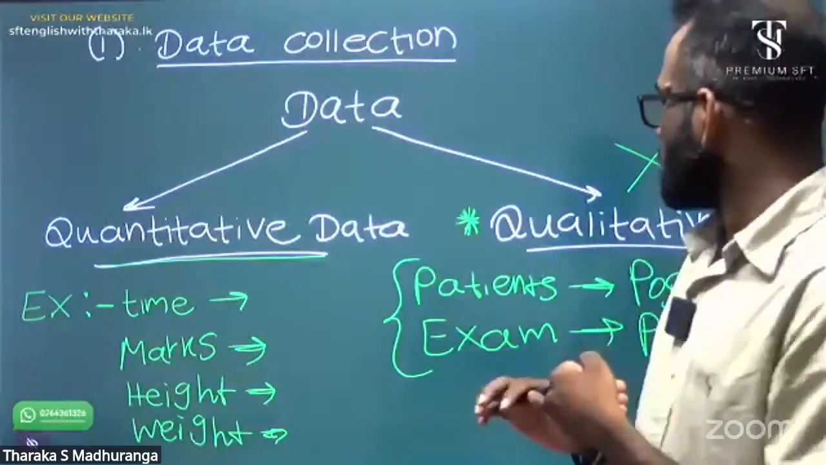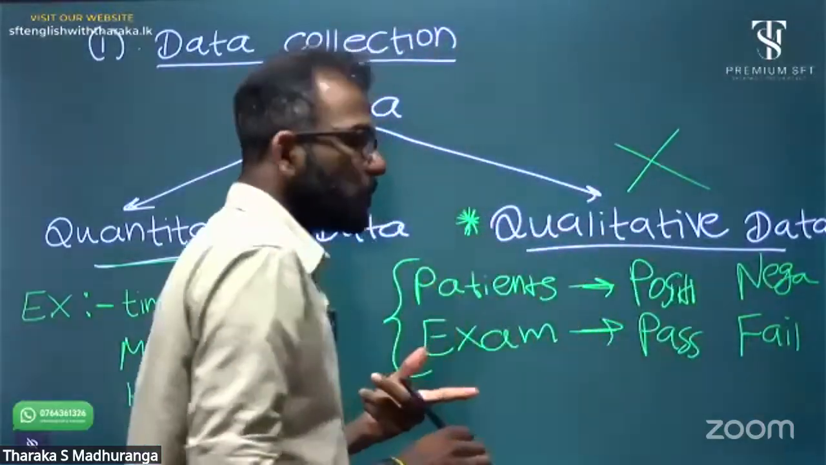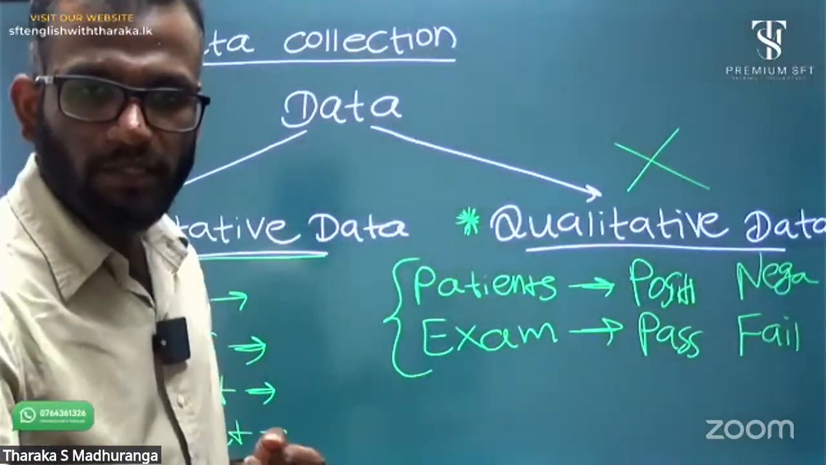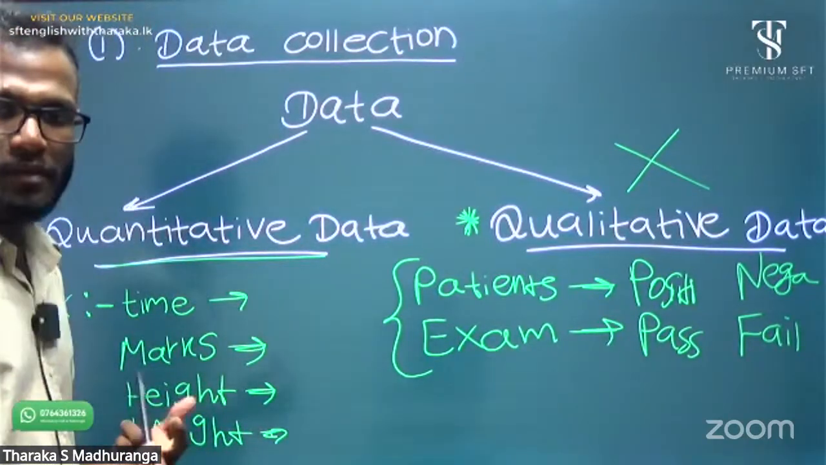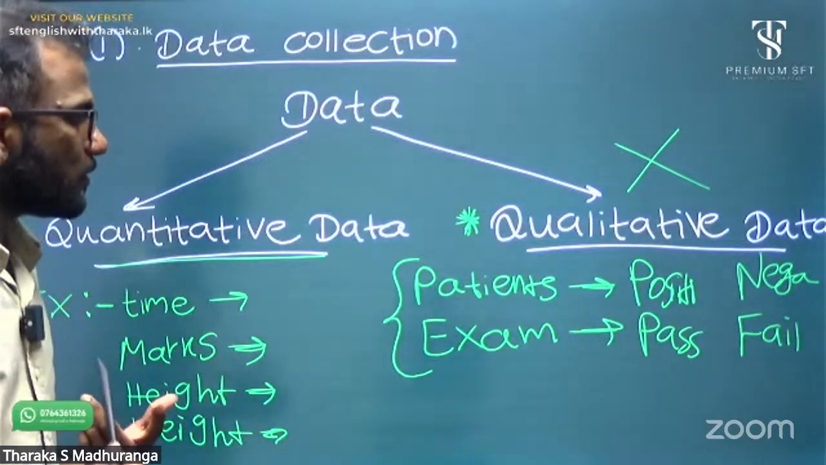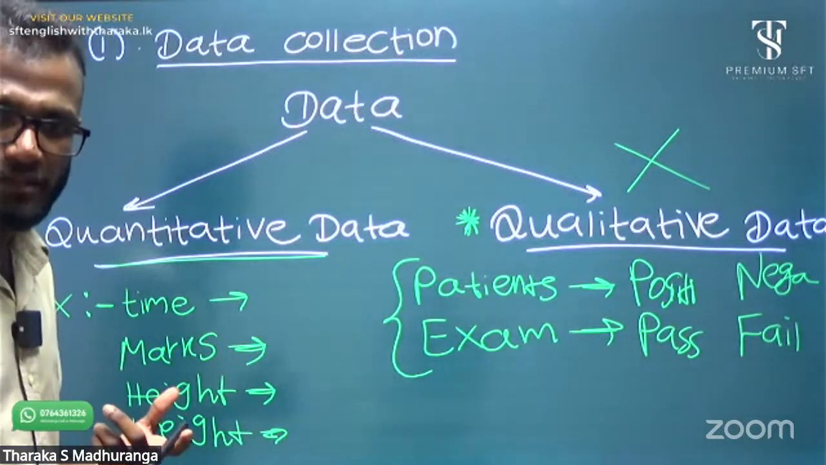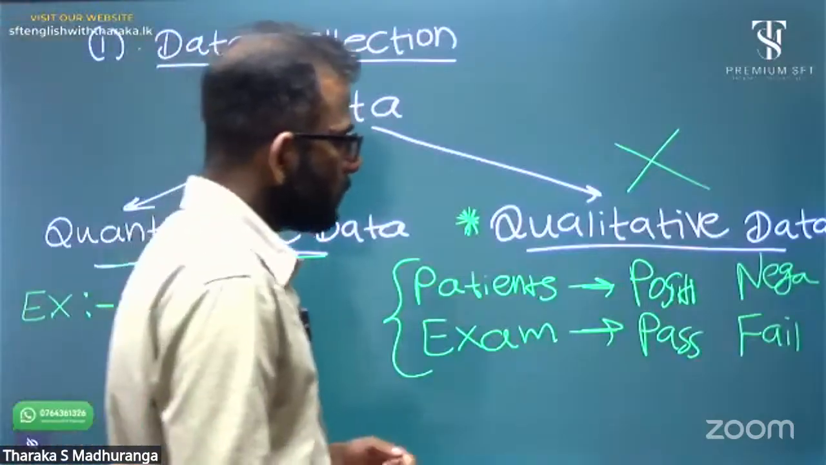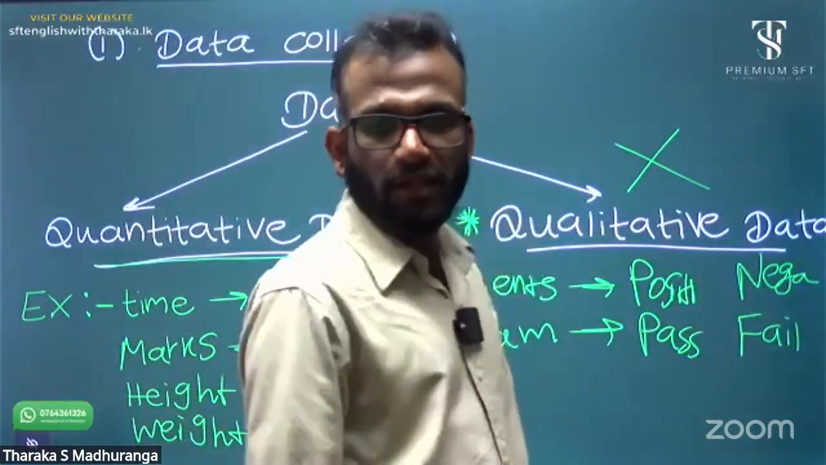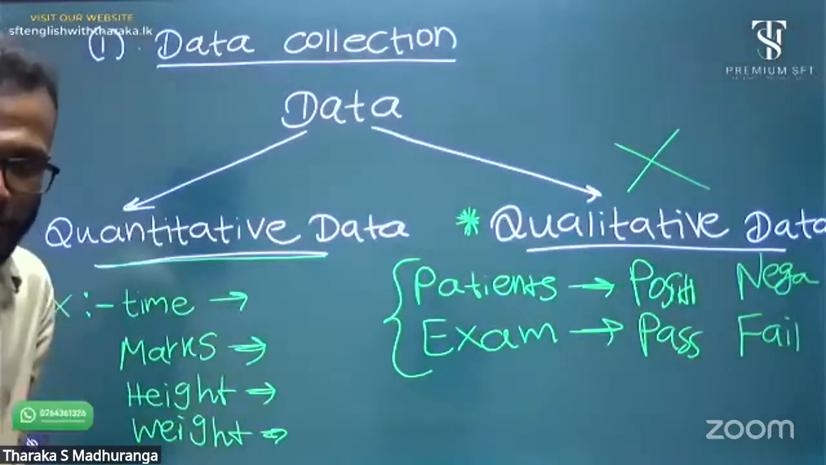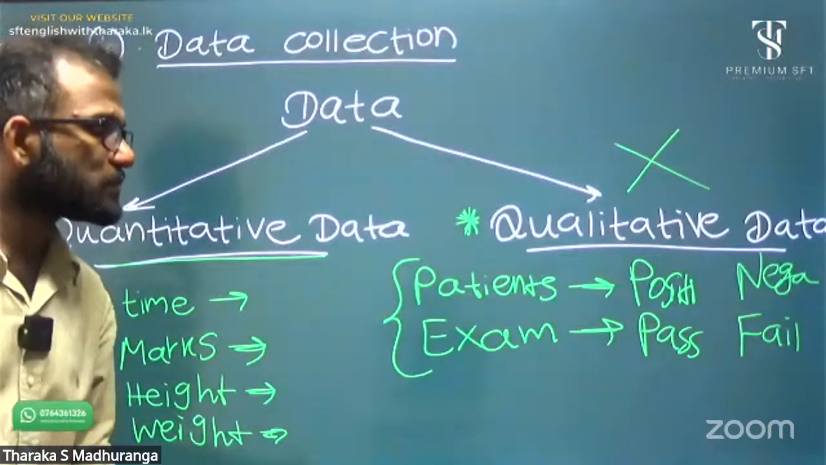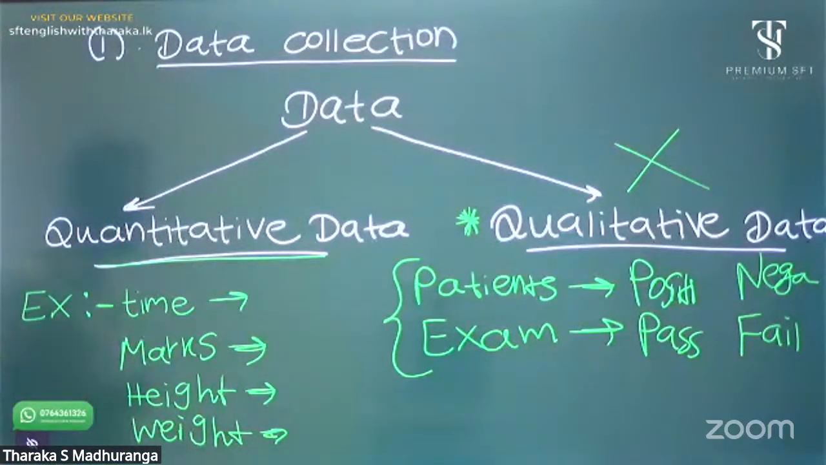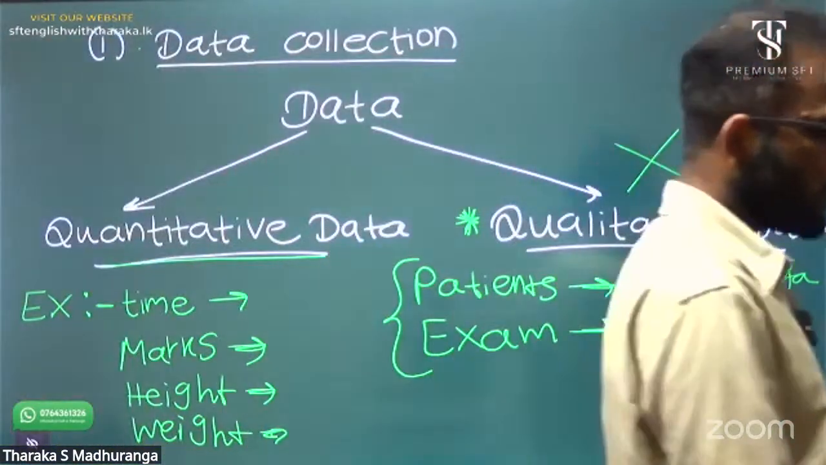Examples. Positive or negative patients in a particular disease. Second example, pass or fail students in a particular exam.